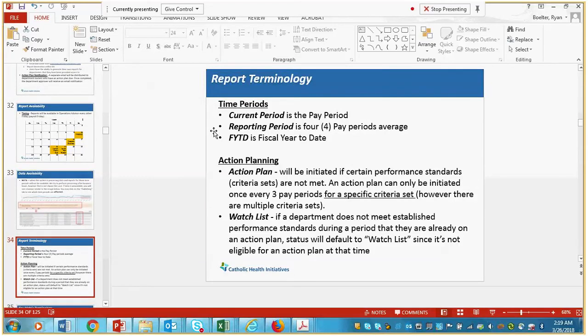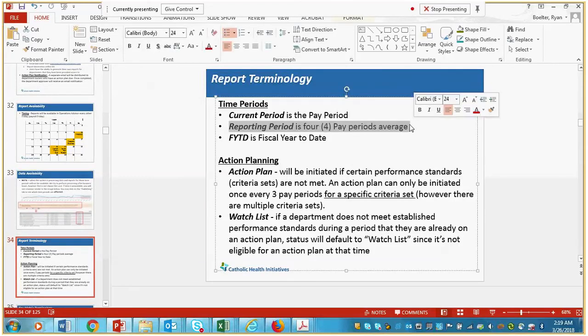This term reporting period, as we're looking at some of these reports, that term will mean 4 pay period average. So I know in FHS, historically things have been looked at in a 6 pay period time frame. That's been used for your FTE request. It's been used in VIP. That's going to be changing to the 4 period average. So anytime you see reporting period, which will be on pretty much all the reports, that is a 4 period average.